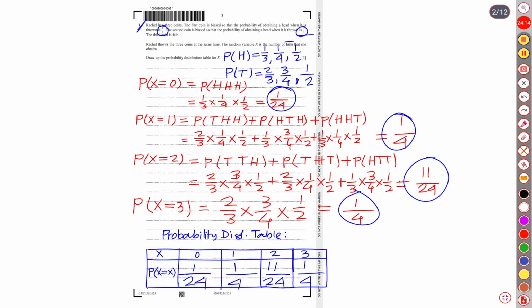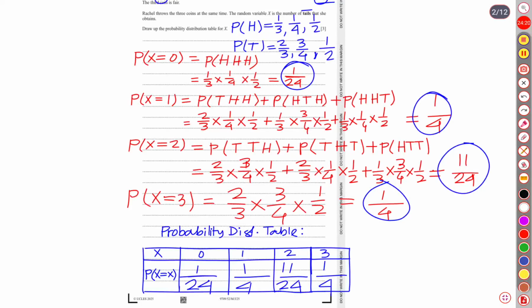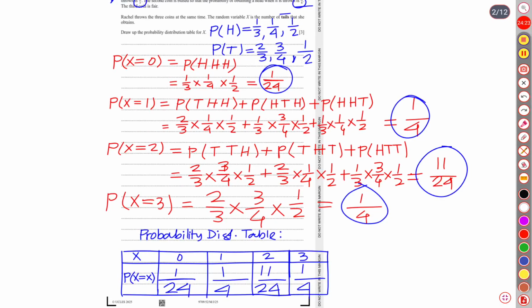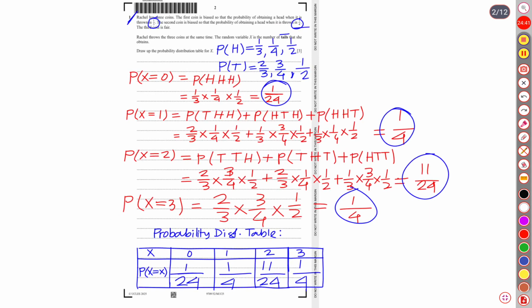So these are the probabilities over here. When x is 0, our probability is 1 over 24. When there is only one tail, then probability is 1 over 4. When there are 2 tails obtained, then probability is 11 over 24 and final one is 1 over 4. So that's all about the probability distribution table of this given scenario. Let's see the next question.